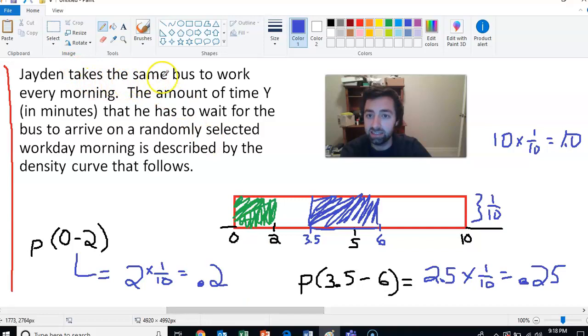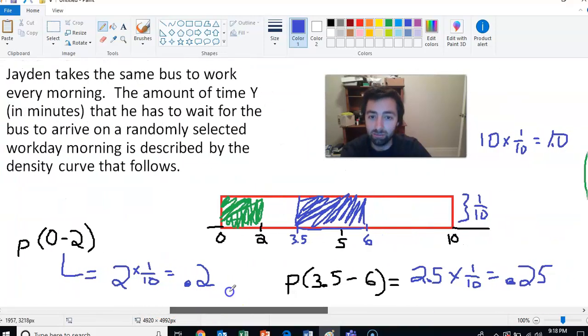It says Jaden takes the same bus to work every morning. The amount of time y in minutes that he has to wait for the bus to arrive on a randomly selected workday morning is described by the density curve that follows. And it's this weird one. It's not a bell curve like we have over here. It's just a rectangle, meaning that the relative frequency of any given time period between 0 minutes and a 10-minute wait is equally likely. So he's just as likely to have to wait around 10 minutes as he is to have to wait around 5 minutes as he is to have to wait around 0 minutes, because the height is the same throughout.